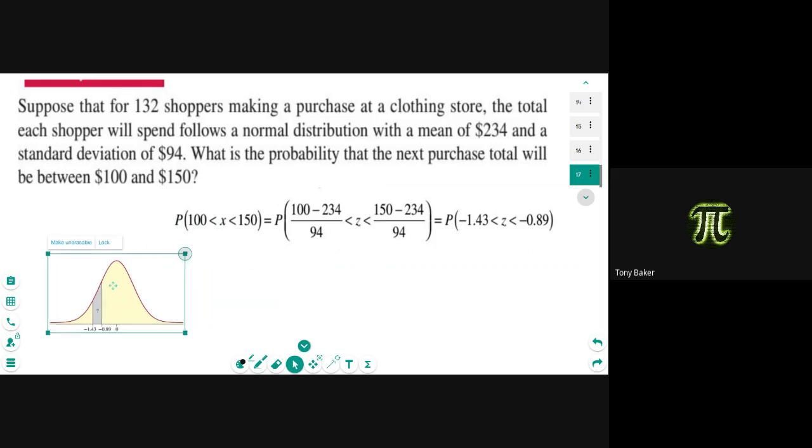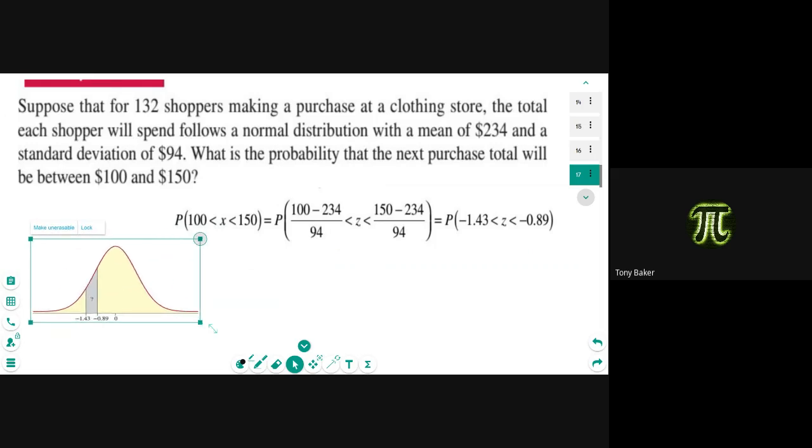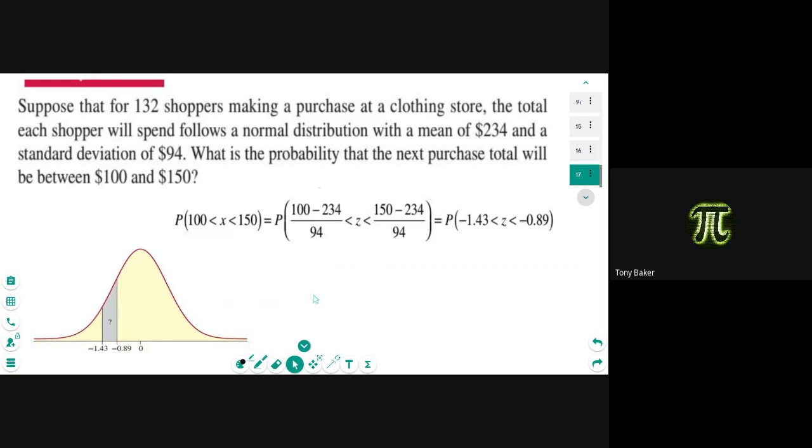So that's what we're looking for. We're not subtracting those two numbers. What do we have to do next? Right, you have to find the actual probability from the table.